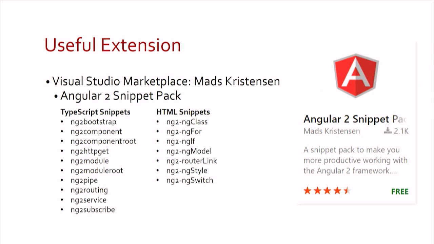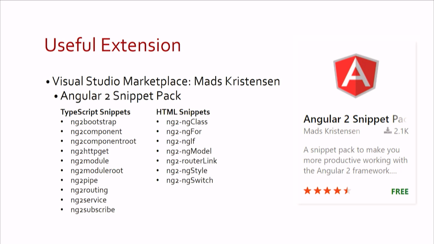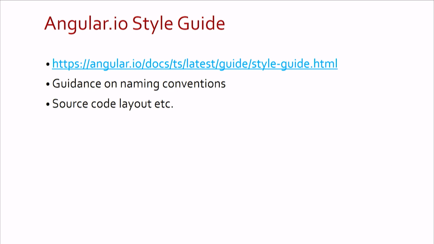One other thing that I'm going to be using to help speed things along is a useful extension that's been published by Mads Christensen out on the Visual Studio Marketplace. This is the Angular 2 snippet pack. This contains, as you can see, a very large number of different snippets. I'm going to be using ng2 component, I'll be using ng2 HTTP GET, ng2 pipe, and some structural components, ngIf and ngFor. It's a great productivity boost to install this.